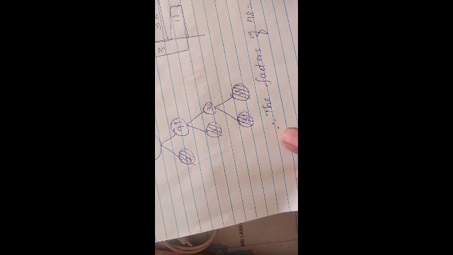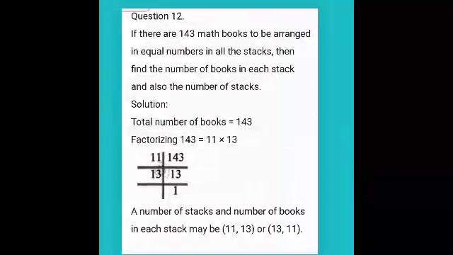Yes. Move on to the next sum, that is: if there are 143 books to be arranged in equal numbers in all stacks, then find the number of books in each stack and also the number of stacks. Let's move on to the solution part. First one is, we should write the number of books. How many books are there? Yes, there are 143 books. So we want to find the number of stacks as well as the number of books.